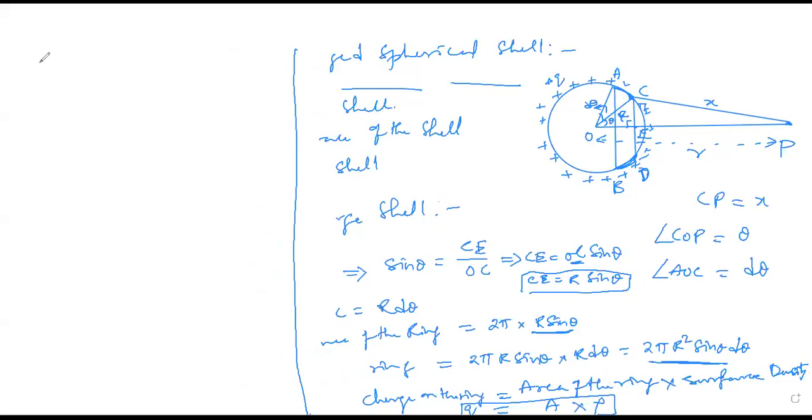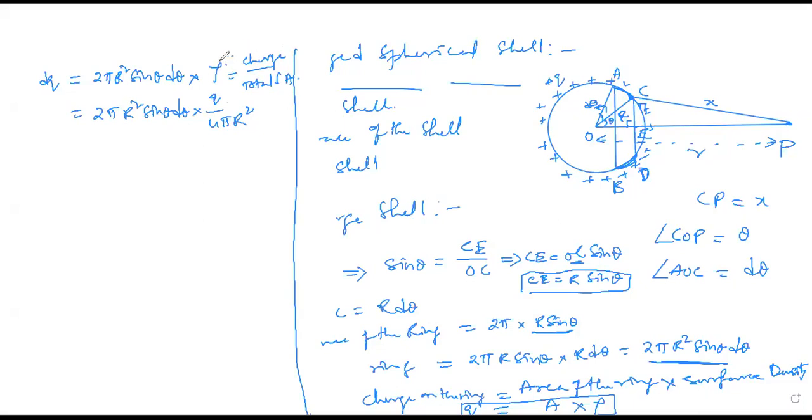So here I'm going to write the charge on the ring. Due to this particular sector, this small surface, the charge on the ring will be dq is equal to 2 pi r square sine theta d theta into rho, and rho can be written as Q by 4 pi r square, because rho is equal to charge per unit surface, total surface.